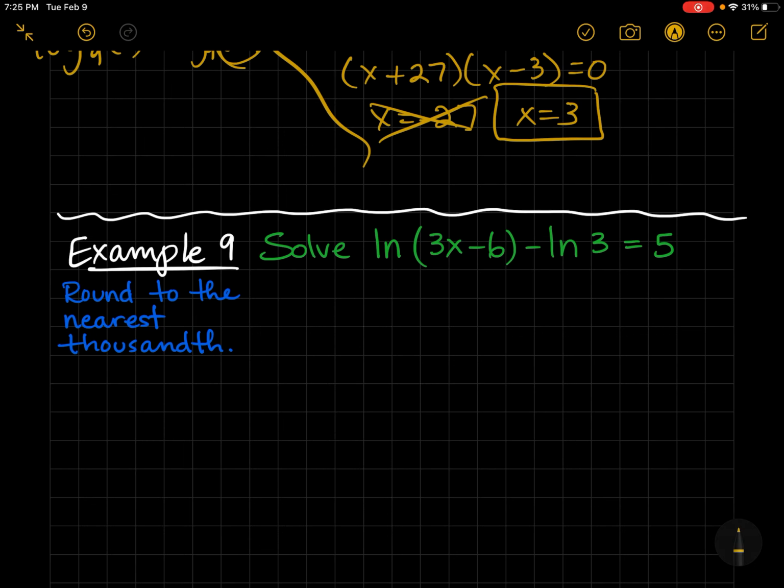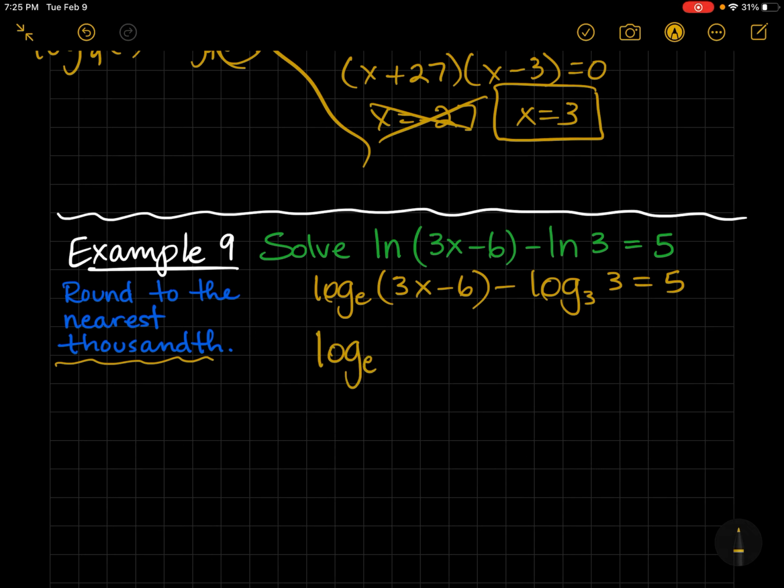Alrighty, let's solve this. And I already see a hint that I'm going to need a calculator because it says round to the nearest thousandth. They're both log base e. As a matter of fact, you might even want to rewrite your natural log problems as log base e. It just might be a little easier to look at. And so here I'm going to use that second property that we learned in the last lesson, where if it's subtraction, you divide.